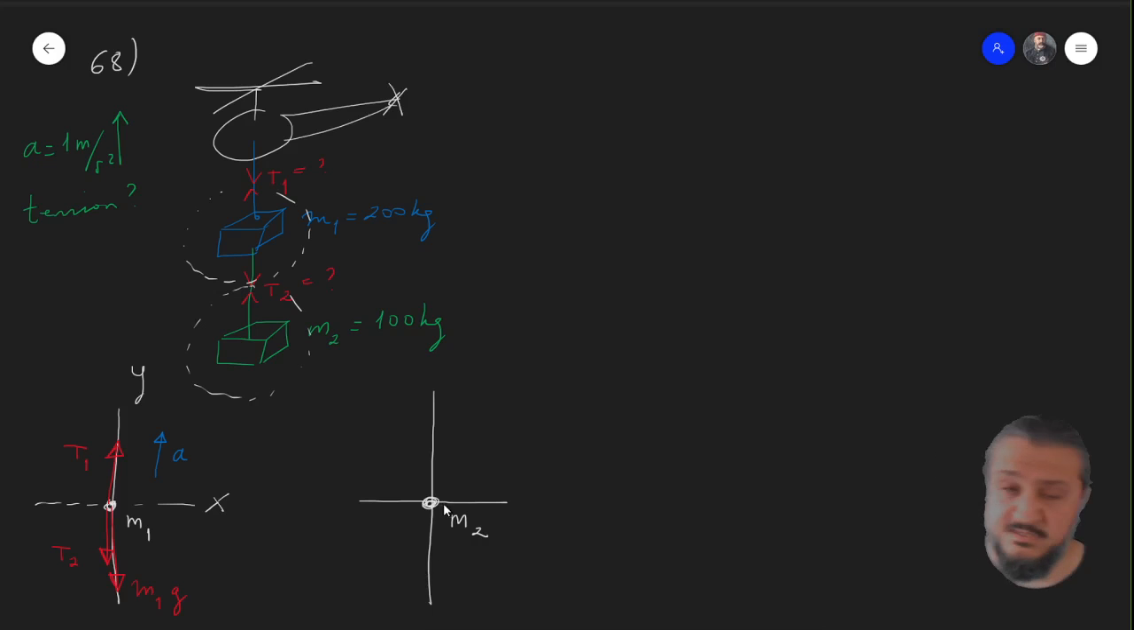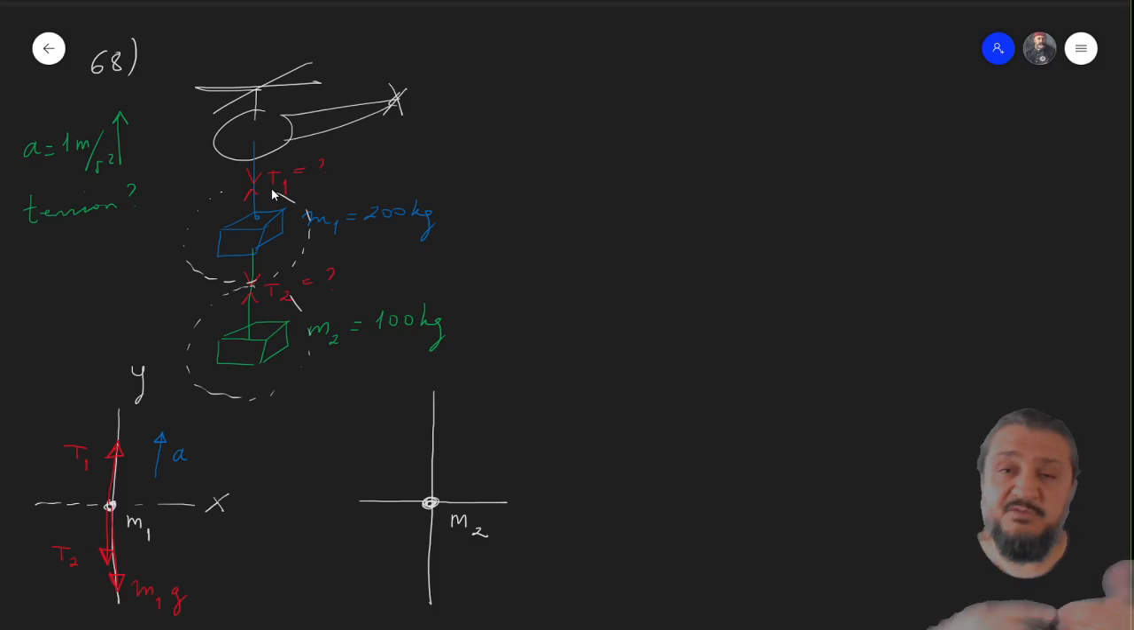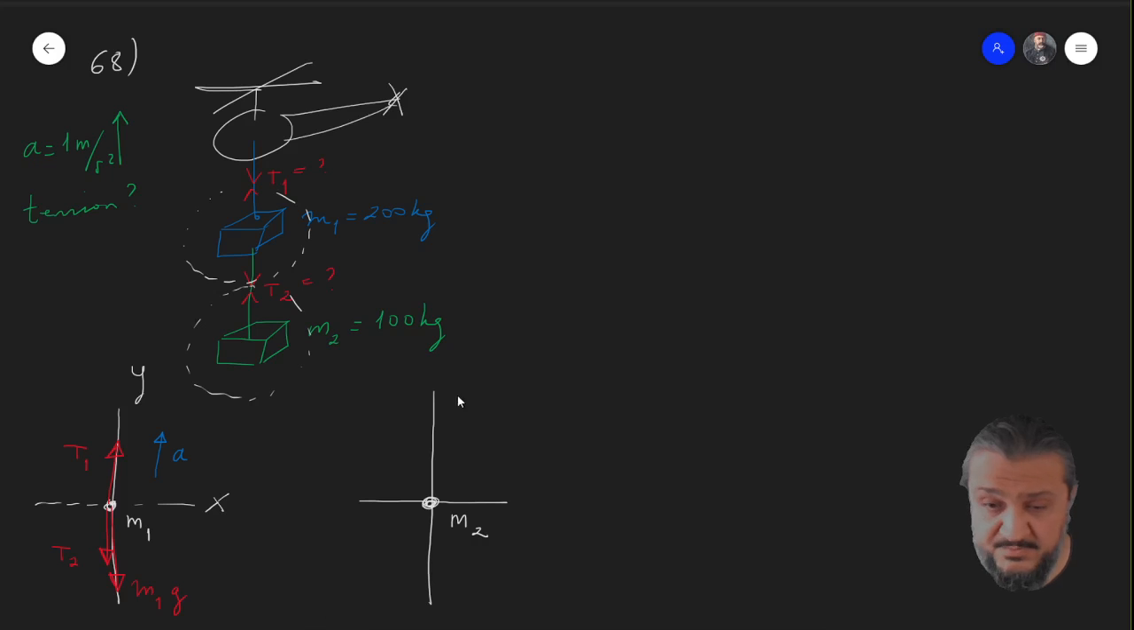Now, if I'm focused on M2, T1 has nothing to do with it, okay? Everything T1 does to the system is going to be transferred to the second mass through the second cable. So T2 is enough. That's all I need to put there. T2. But T2 is, of course, pointing away from the object, therefore up. What do I have downward? The weight of M2, M2G.